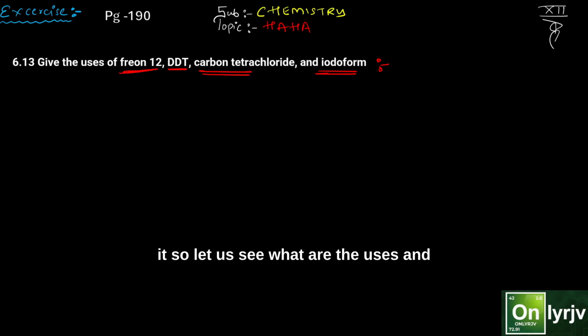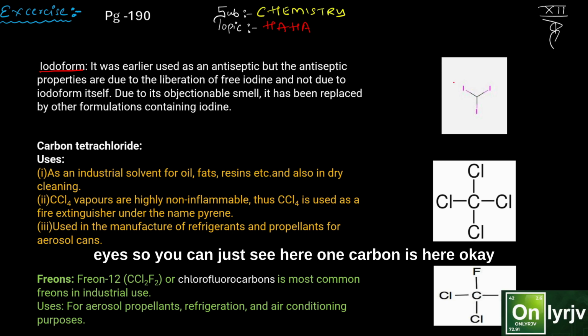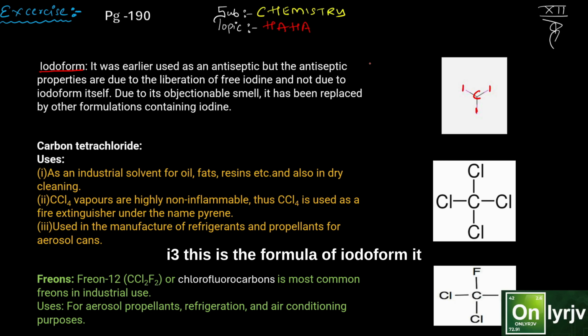So let us see what are the uses and the structures of each. Okay, first one is iodoform. First, the structure is like this, three iodines. You can see one carbon is here, one iodine here, one iodine here, one iodine here. Okay, CHI3. This is the formula of iodoform.